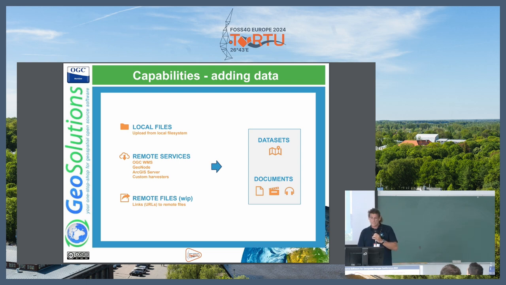So these are the various ways in which data can be added to GeoNode. You can simply upload local files, and the system will automatically detect which kind of file they are, raster files, vector files, PDF, and so on, and will create some basic metadata for them. Data can also be automatically harvested from remote sources, so you can simply give a WMS link to GeoNode and you can import and reference remote services, remote layers. You can also use other kinds of sources for data, other GeoNode systems, ArcGIS server, or you can implement custom harvesters in order to import external information, map it into the GeoNode model, and import it into the catalog.